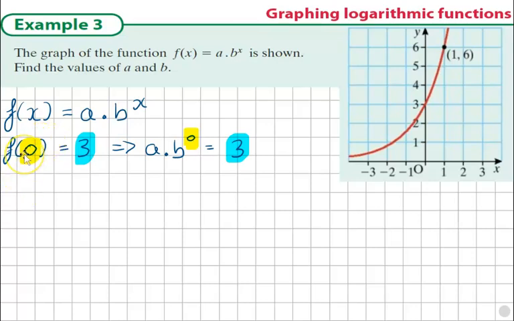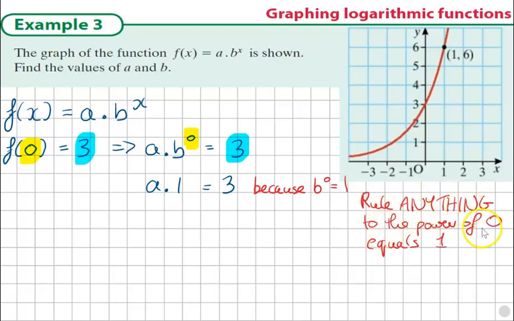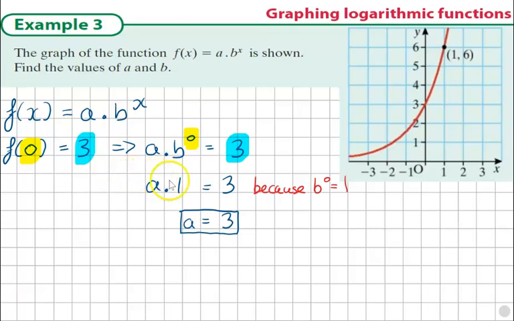So we sub in the x value as 0 into our equation, so replacing the power x with 0, and the 3 is the y value, so that's going to be in place of f of x. So f of x and y is the same thing. So simplifying, b to the power of 0 is 1, and a rule is that anything to the power of 0 is equal to 1. That is in your indices laws, but it is something that you should learn off. So a multiplied by 1 is just a, so we get a is equal to 3. So we found a, now we have to find b.